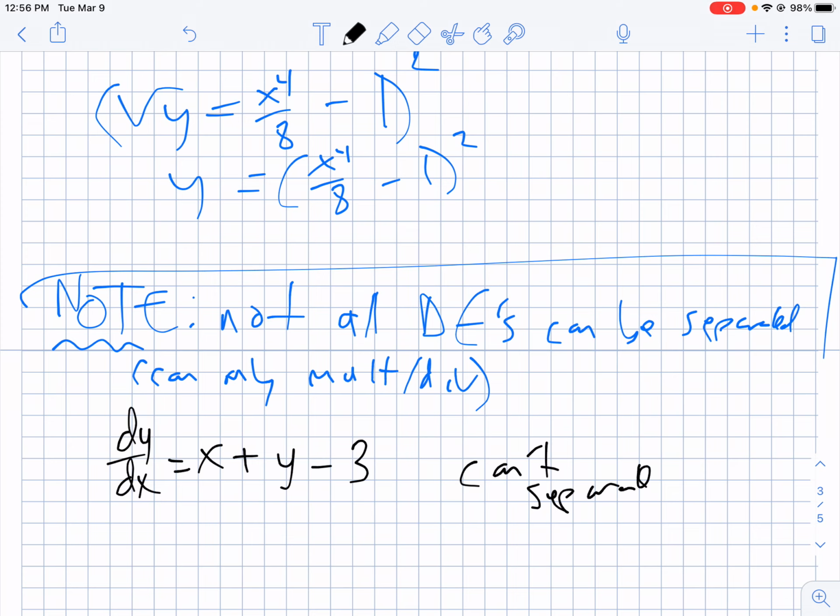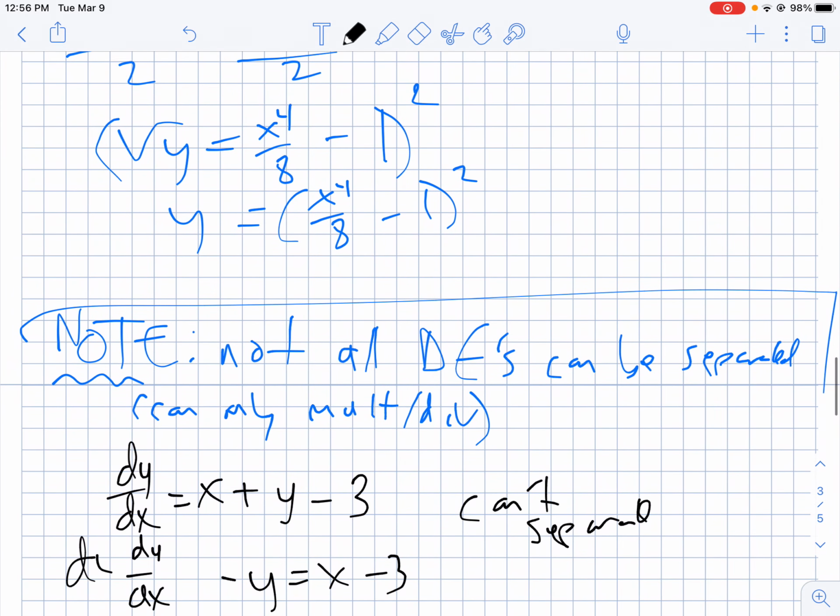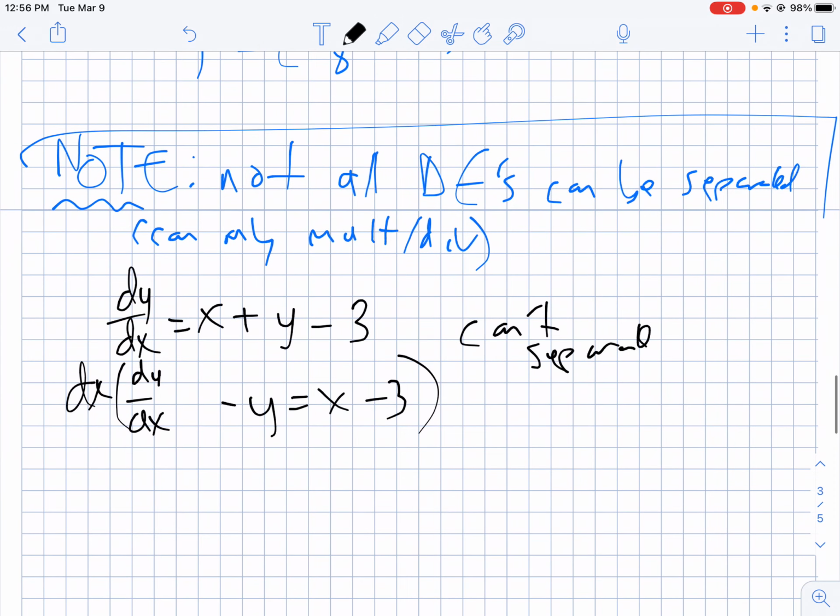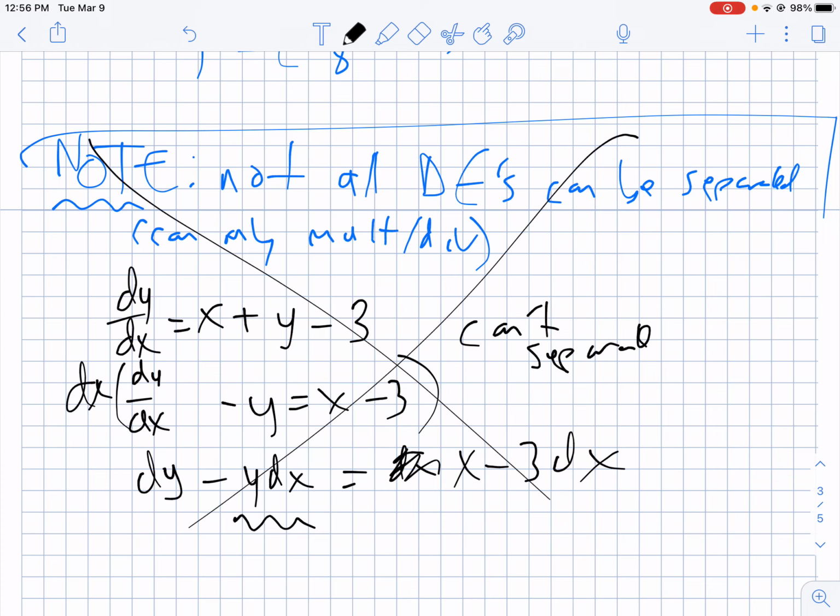Maybe you try to get the y on this side, right? dy/dx equals, so maybe you try to subtract the y, and that equals x minus 3. But look what happens now. You multiply the dx to both sides, and then you get dy minus y dx equals (x minus 3) dx. So no matter what you have, you've got this y and dx that are kind of entangled. So this is something you can't separate.